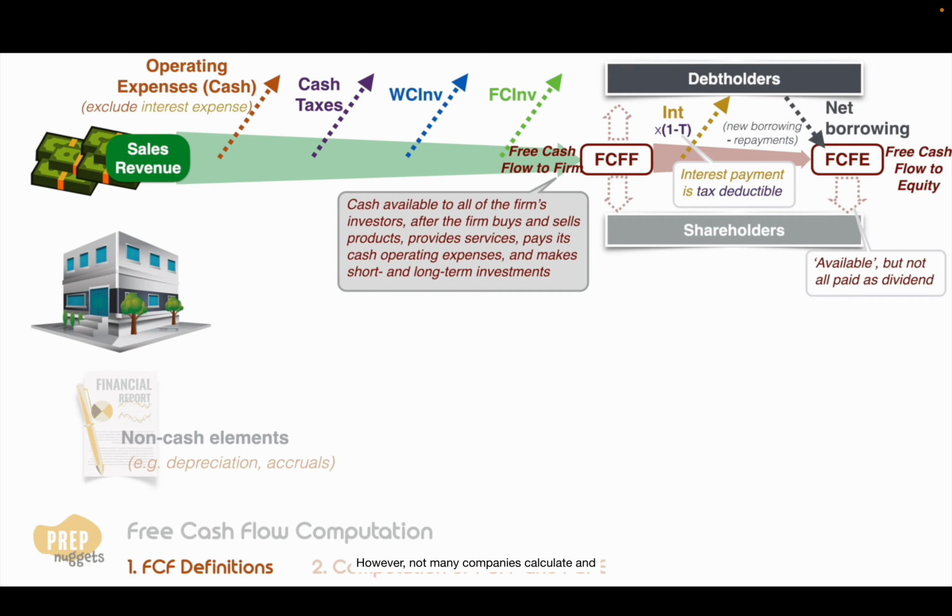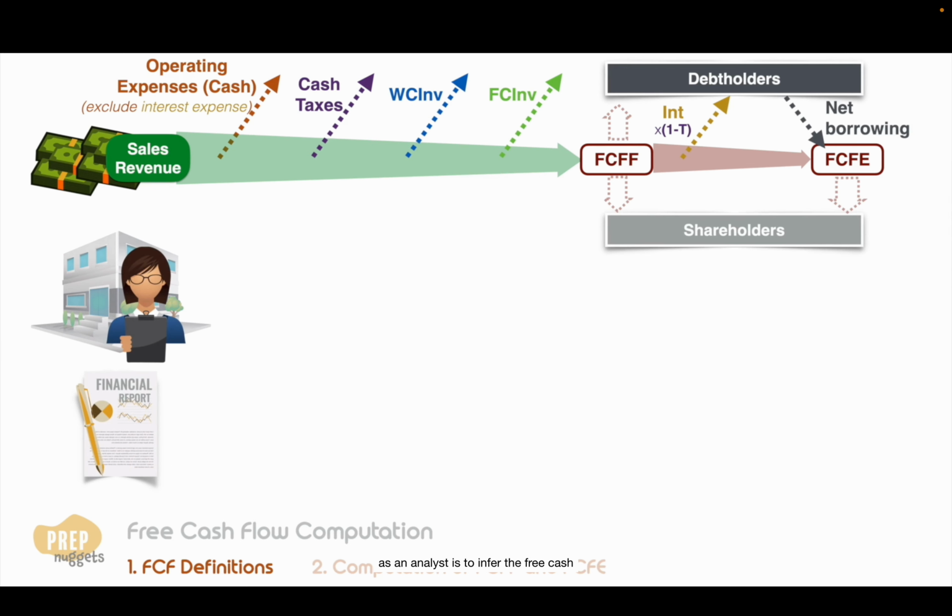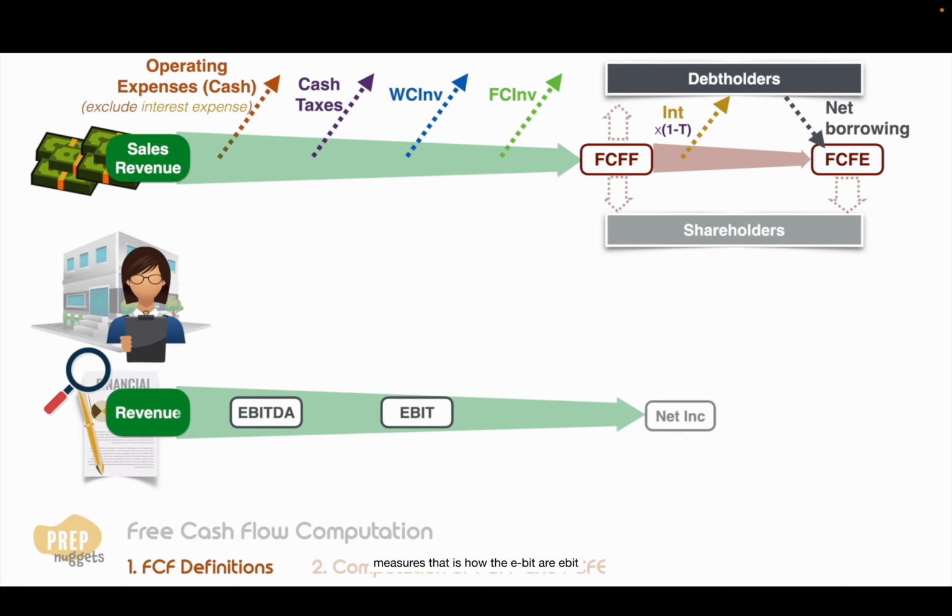However, not many companies calculate and report their free cash flows for each period. Your job as an analyst is to infer the free cash flow from their financial reports. There are several approaches to do this, and unfortunately, you're required to know them all. The good news is, we'll teach you a methodical way to visualize and remember the relationships. The income statement starts with the revenue, which is the main source of cash input for most companies. The first thing you need to do is to establish the various profit measures, that is, how the EBITDA, EBIT, and net income progress from company sales.